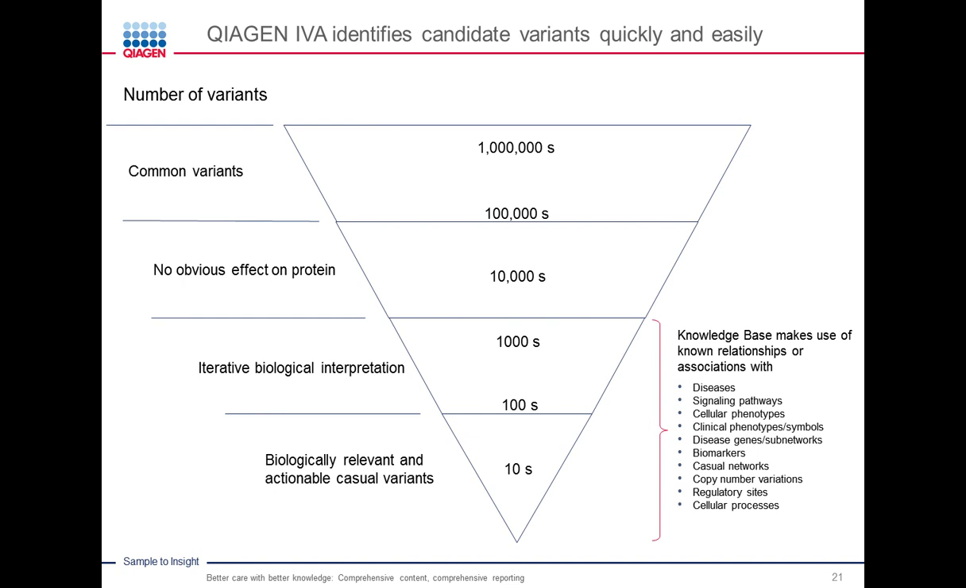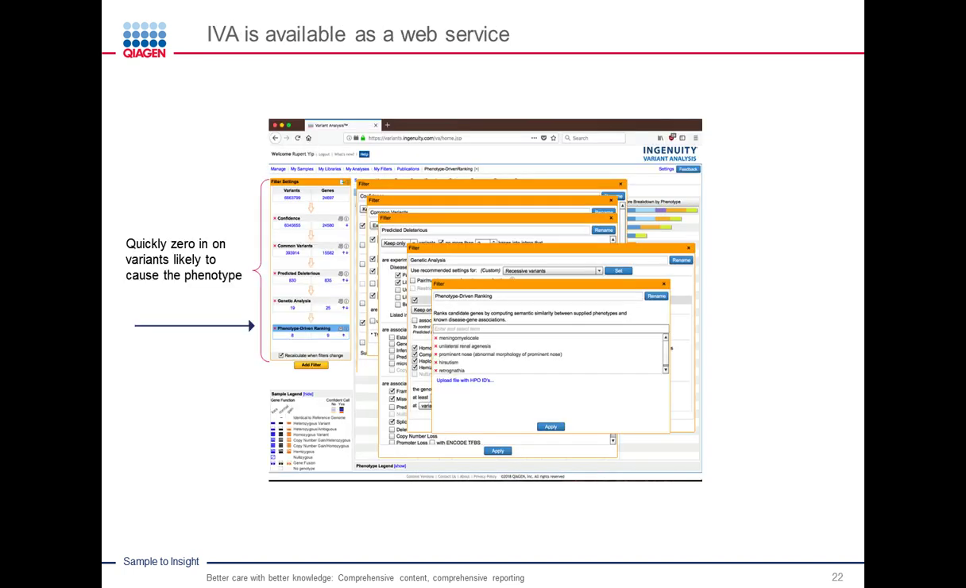Those tools up there are probably not unique to IVA, and a competent bioinformatics team can probably reproduce a pipeline that does that. The lower portion, though, is really making use of the knowledge base, where you can identify relationships between diseases, pathways, biomarkers, and so forth. And so these filters down here really allow you to granularly filter down to the few variants that are likely to cause disease. And I'll walk you through some of those filter settings.